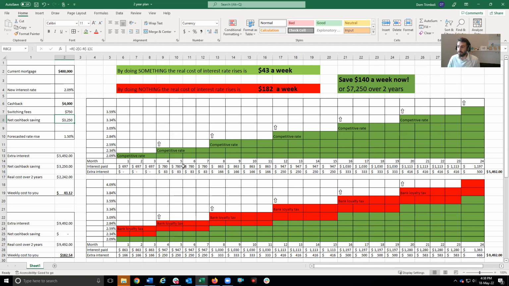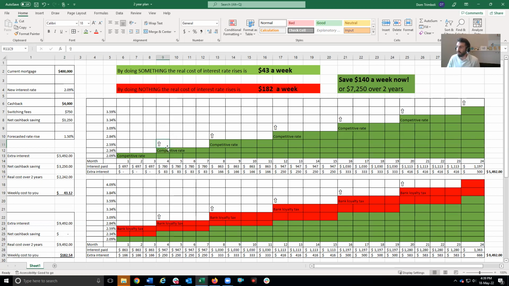Now, the way we've done this is we've forecasted 4 or 5 or even 6 interest rate increases over a 2 year period. Now, extra interest here is how much money these increases are going to cost you. So this is when the first one happens. You're going to be down another $83 a month. The second one, the third one, the fourth one, fifth one, and even the sixth one. And that's making the assumption all this happens in 2 years.